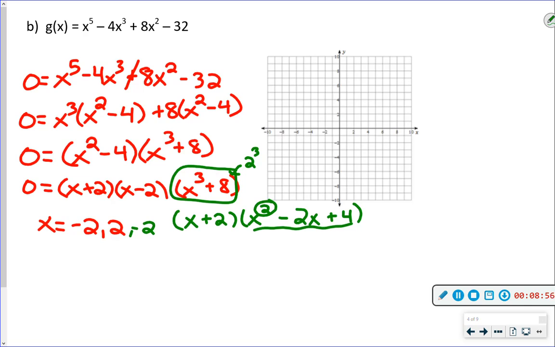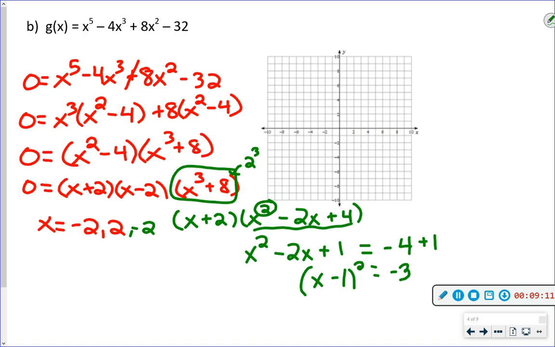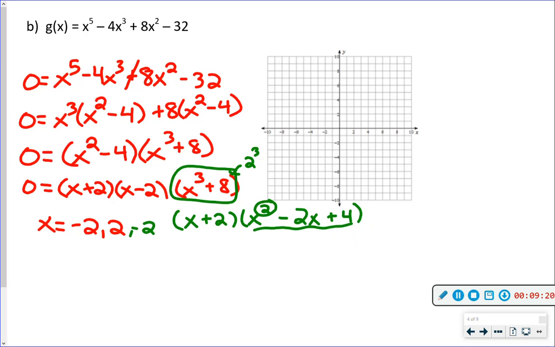Just don't write this because you're going to run out of room. But if I went through and solved this by completing the square, I'm going to move the 4 to the other side. Half of 2 is 1, squared is 1. You're going to have -3 over here. So when I square root it, I'm going to have an imaginary. Clearly, I can't graph imaginaries, but there are technically 2 answers out of that. They just both happen to be imaginaries, so I'm not going to worry about them. So there are 5 total answers, but only 3 are real. 2 are imaginary.